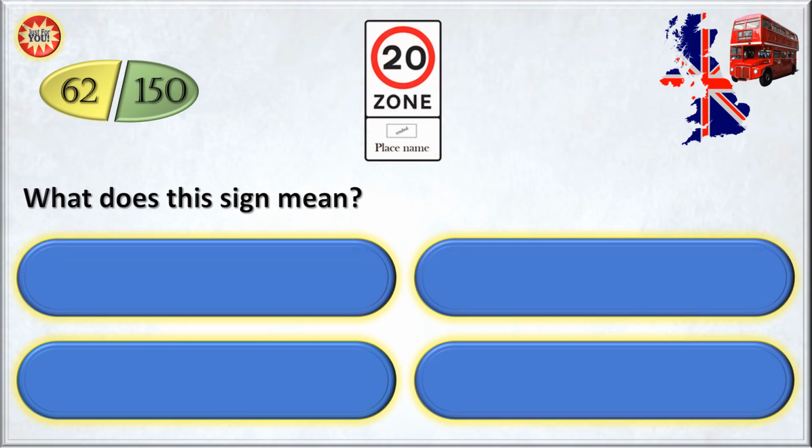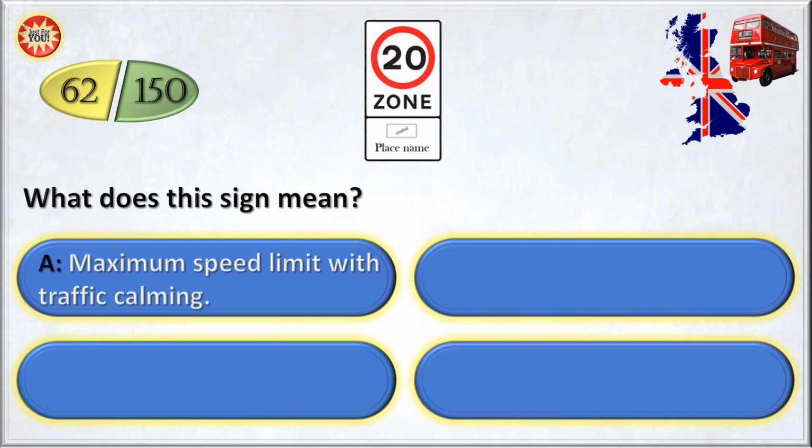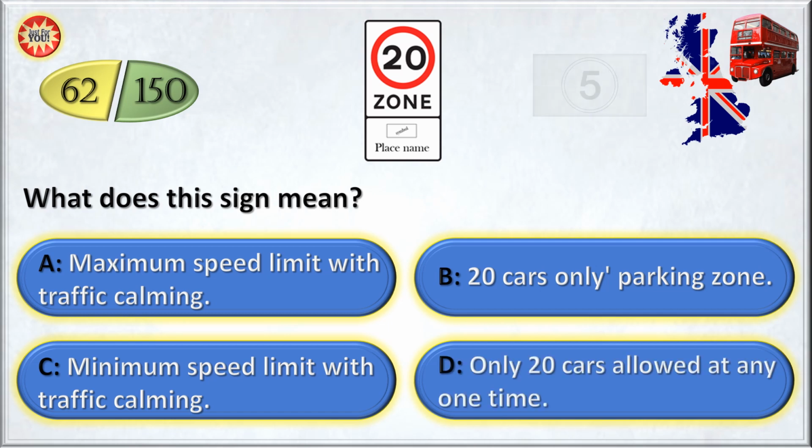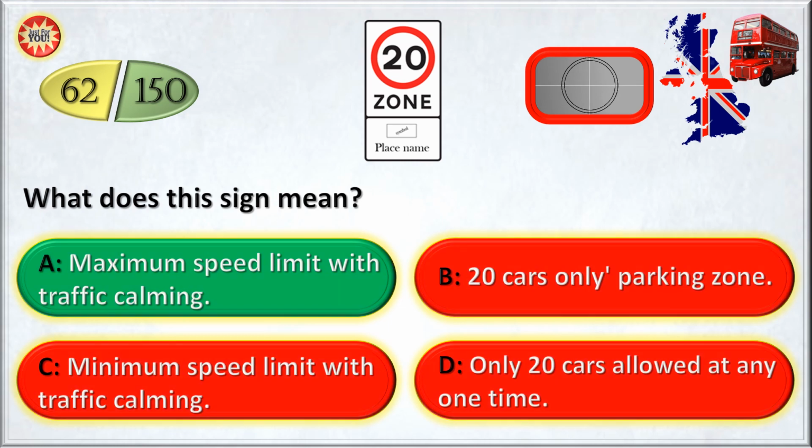What does this sign mean? Maximum speed limit with traffic calming. 20 cars only, parking zone. Minimum speed limit with traffic calming. Only 20 cars allowed at any one time. Maximum speed limit with traffic calming.